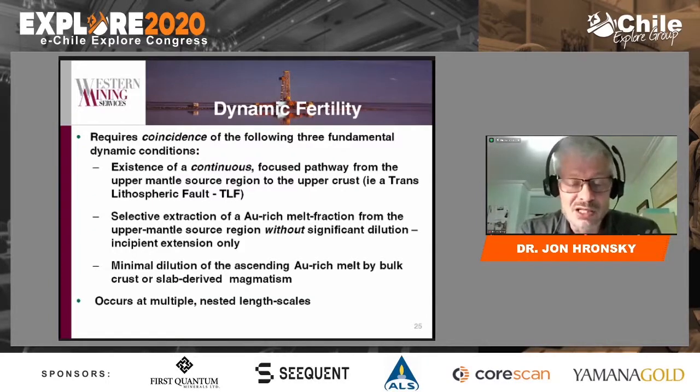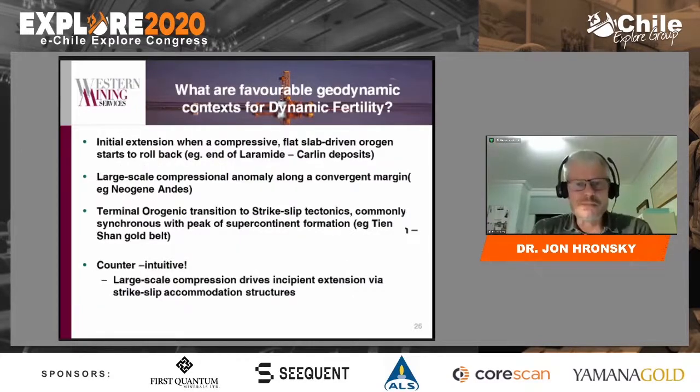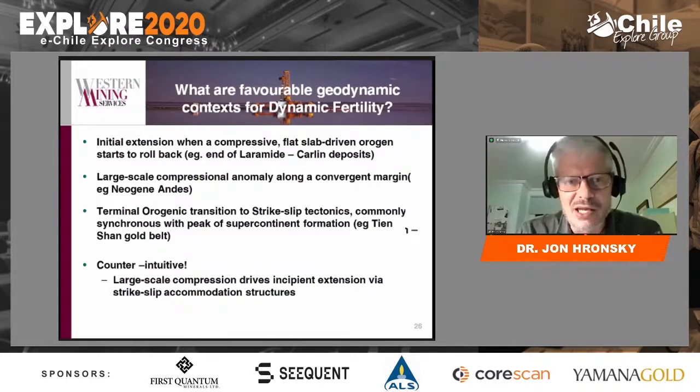And then the last point: as this ascending gold-rich melt is heading upwards, it's not going to be any good if it gets diluted by bulk crustal magmatism or large-scale slab-derived lower crustal magmatism. So they're the three key components that we can then use to be predictive about fertile dynamic regimes. The other point I'll make is this dynamic fertility occurs at multiple nested length scales. And I don't have time in this talk, but there's actually quite a bit of complexity in understanding those various length scales.